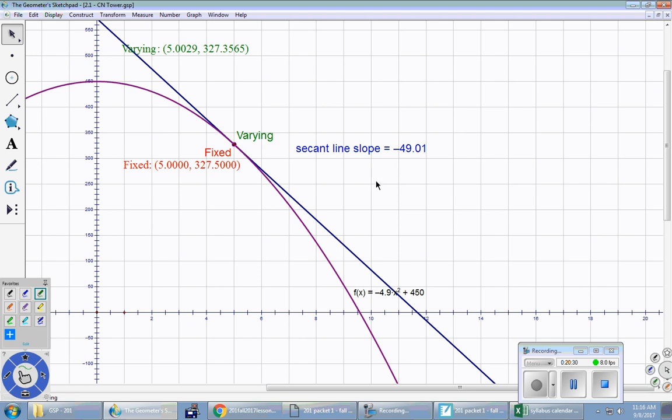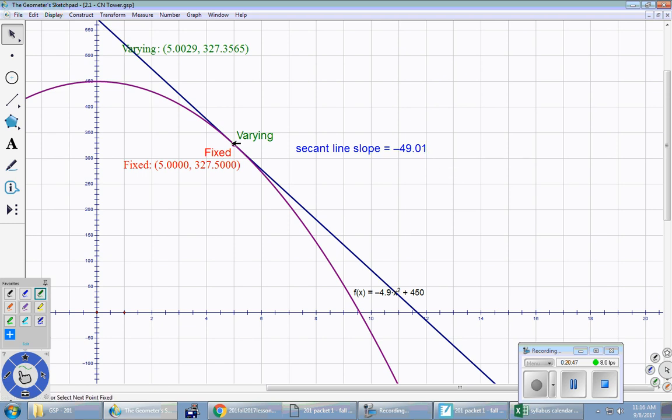We had a negative 49.49, now we have a negative 49.01. I'm still not quite there, but I'm pretty darn close to a nice number. What's our guess for the true instantaneous velocity at 5 seconds? Maybe negative 49 exactly, right? It's really close here.